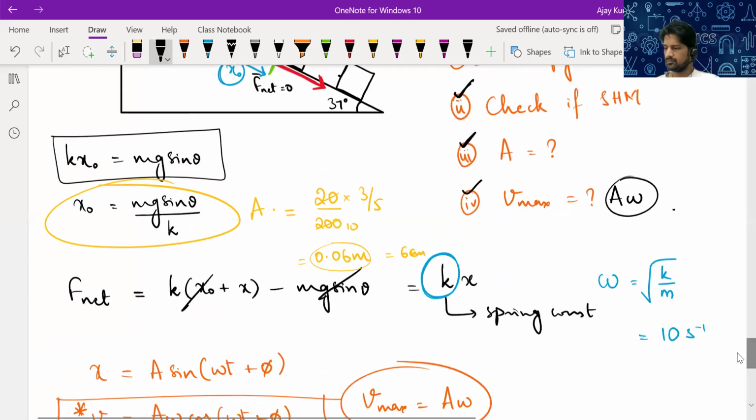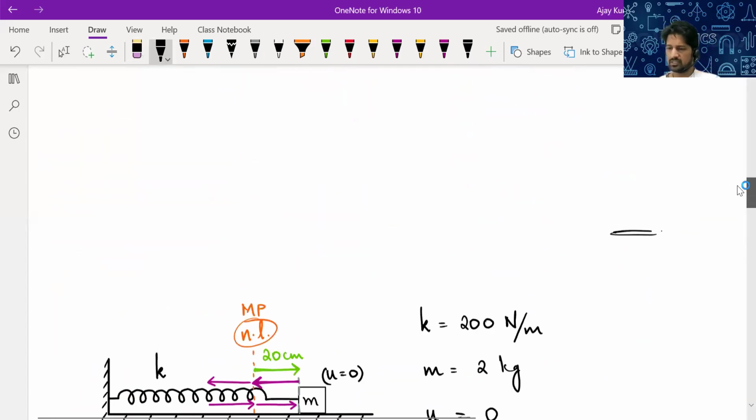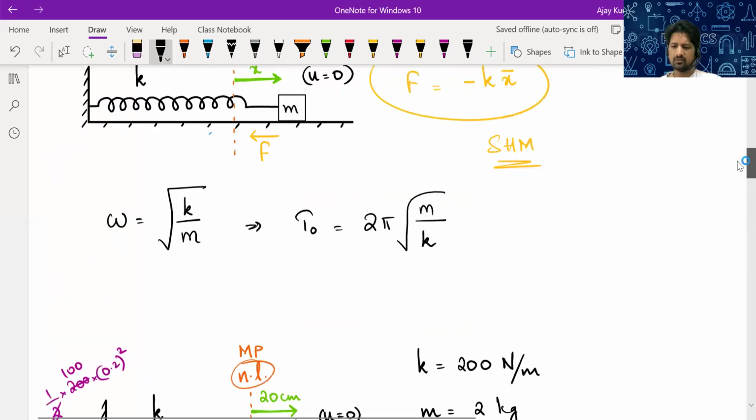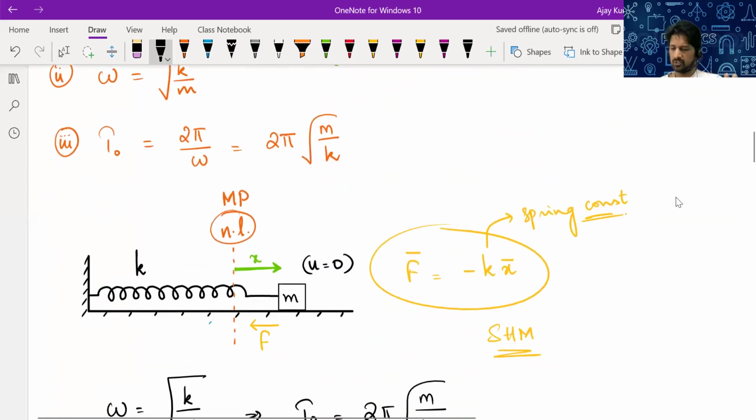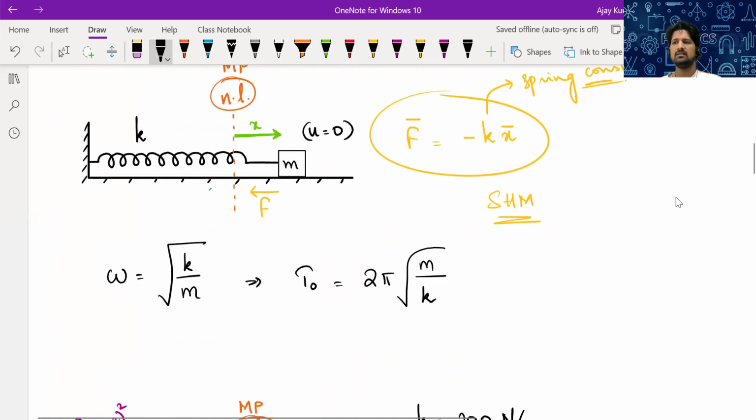Okay, so we discussed some cases of oscillation of the spring-block system today. First was oscillation of the spring-block system on a smooth horizontal surface. We saw that the force constant is the spring constant itself. The time period will be 2π root m by k.